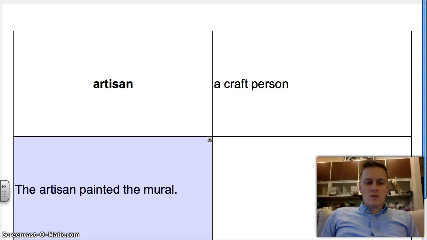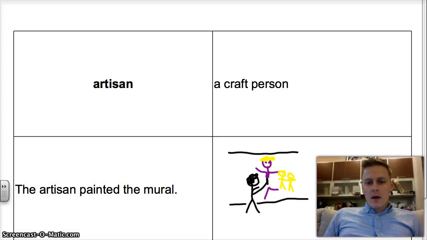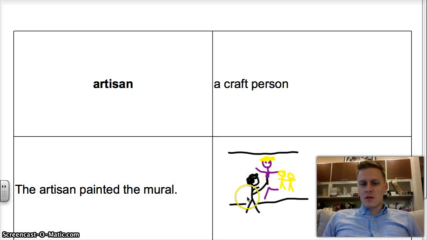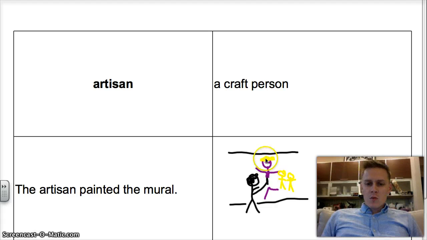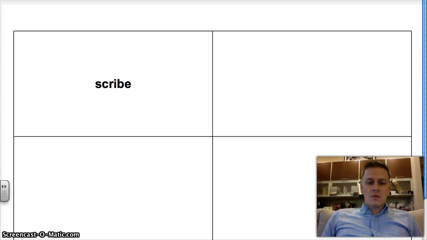So now what we're going to do is draw a picture. So here we have my picture. I have an artisan here that's painting a picture of a king that's purple with a crown and hierarchical scaling. We got some smaller individuals. Those are not kings because they're smaller. All right, let's keep moving along.